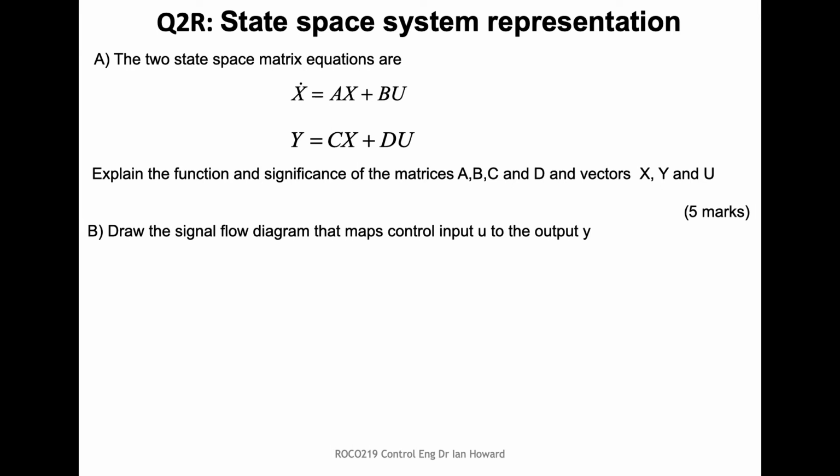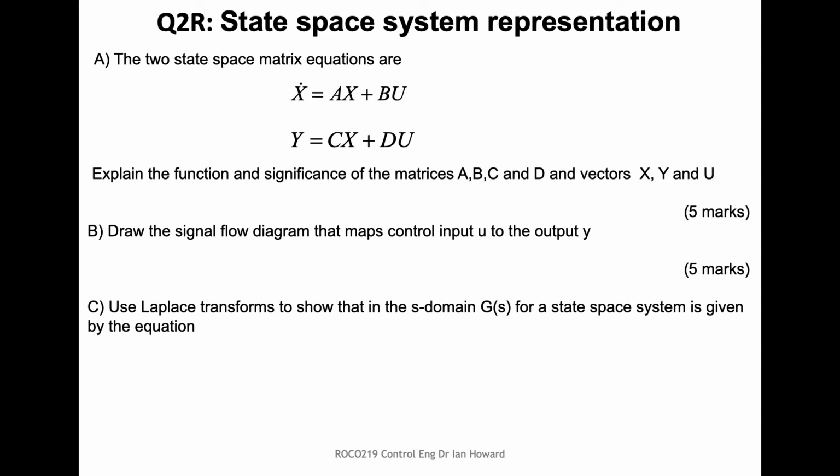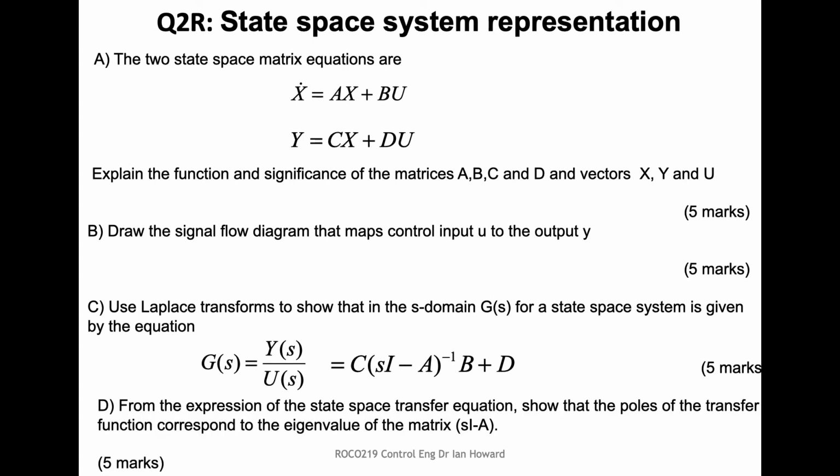It then wants a signal flow graph which maps input u to the output y, so it wants us to write down a signal flow graph for the system. Then we're going to use Laplace in order to work out the transfer function for the system. So it wants to know, for this state space system, what is the transfer function, what is the output divided by the input, where output is going to be Y of s and the input is going to be U of s. And in fact, it's telling us what we want to get to, which is nice.